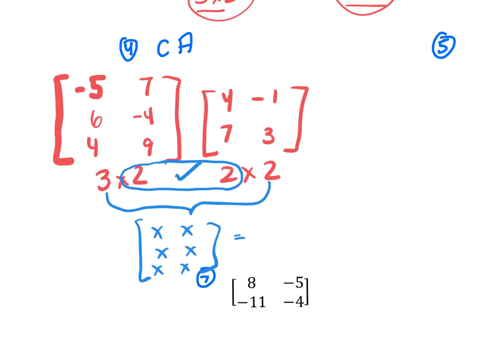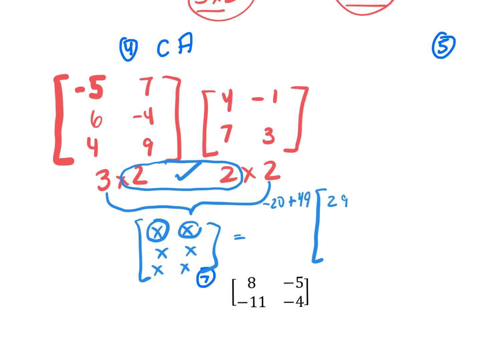So let's do that. I'm going to find this first position right here. In order to find that, I would have to take the first row and the first column. So negative 5 times 4 is negative 20, plus 7 times 7 is 49. So negative 20 plus 49 is 29.